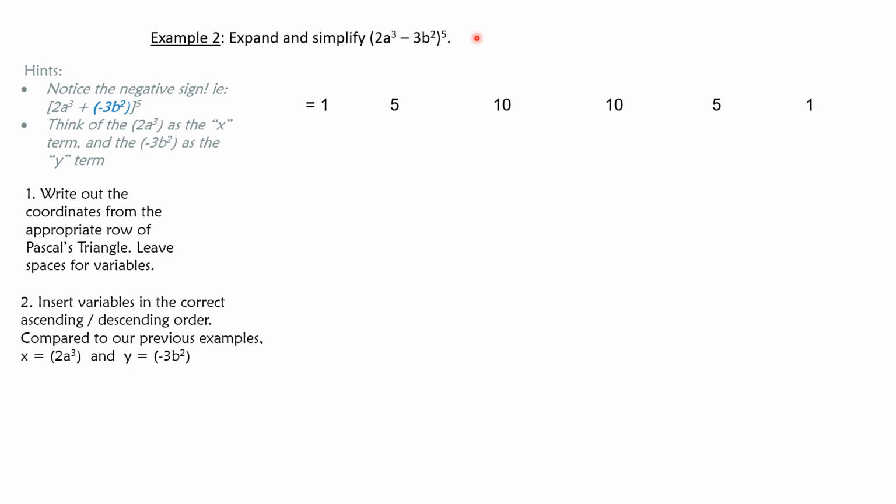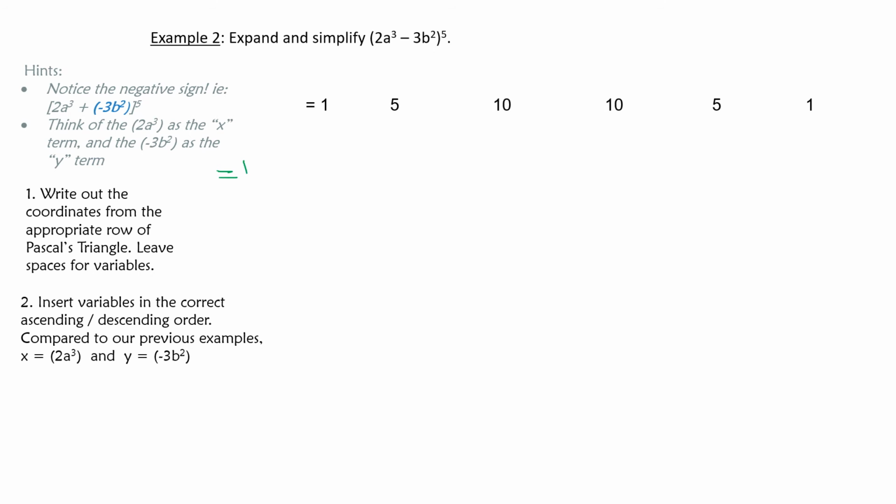Next, we're going to insert the variables in the correct order, and I just put this in here to help you remember that your 2a cubed is like your x, and then y is your second term, which is negative 3b squared. I didn't leave enough space here, so I'm going to rewrite my coefficients. I'm going to move it way over here.